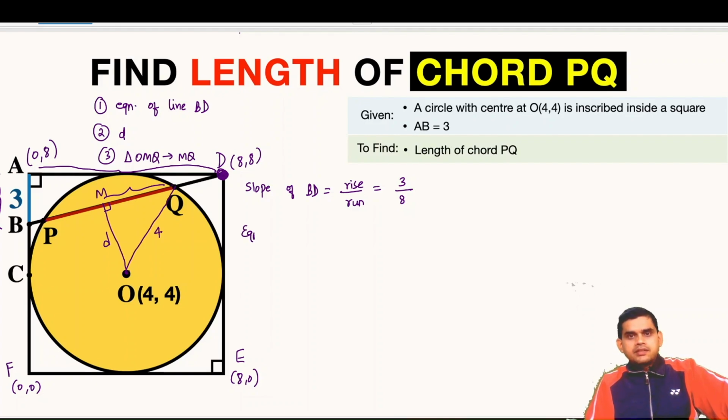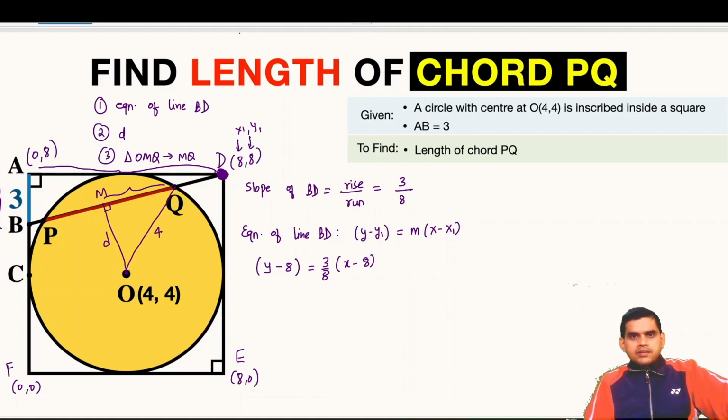So equation of line BD, I know that BD is a line segment because it has a starting point and ending point, but we can write like this also, equation of line BD. This will be y minus y1 is equal to m times x minus x1. Here x1 and y1 will be this point D. So the equation of line will be y minus 8 is equal to 3 over 8 times x minus 8.